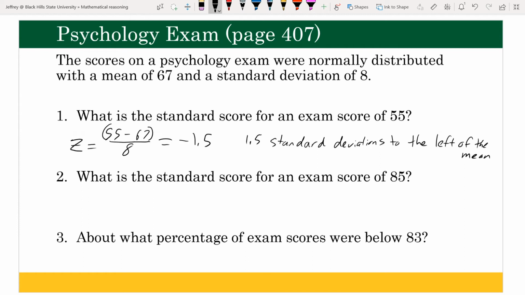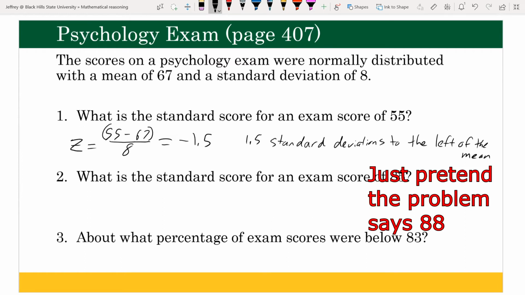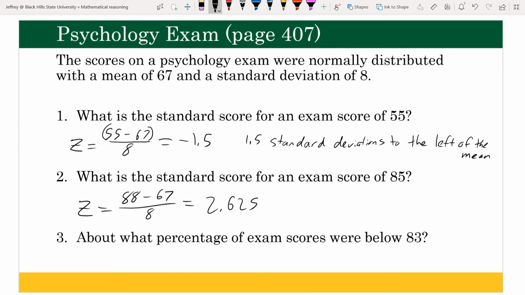So this z-score tells me that 55 is 1.5 standard deviations to the left of the mean. So now what is the standard score for an exam score of 85? Well, we do the exact same thing. We just plug 85 into the formula, make sure we do the subtraction first, and we end up with a z-score of 2.625.